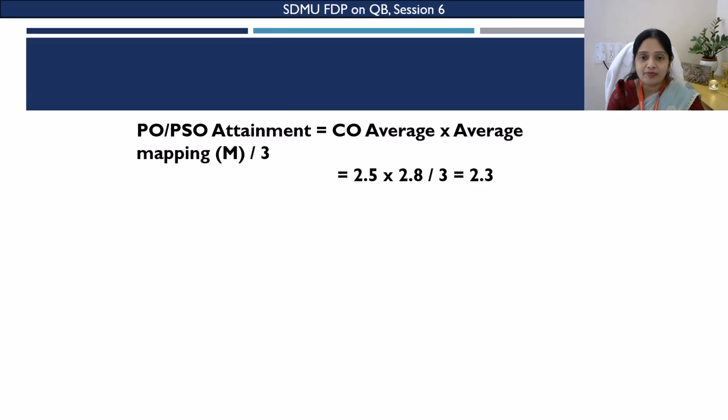Now this is very important. Now how to get this final marks, that is the PO, PSO attainment value. For this we have to use the CO average into average mapping upon the maximum attainment, that is 3. There the maximum attainment value we used was 3. So there, average CO how much we got? In the last example we used 2.5 into.